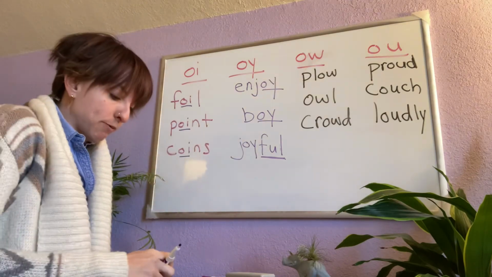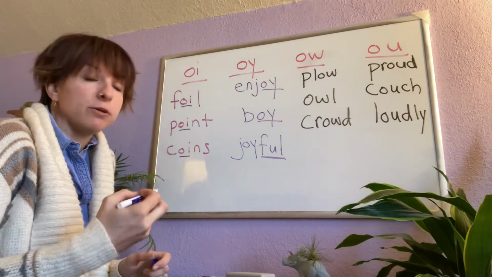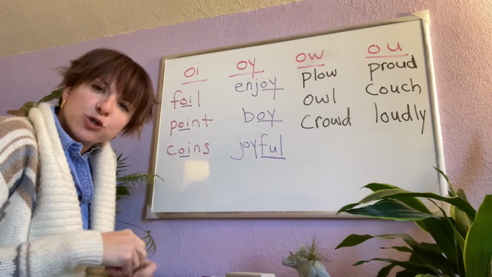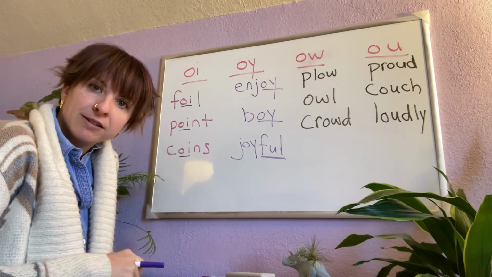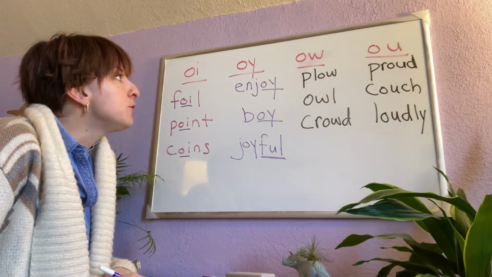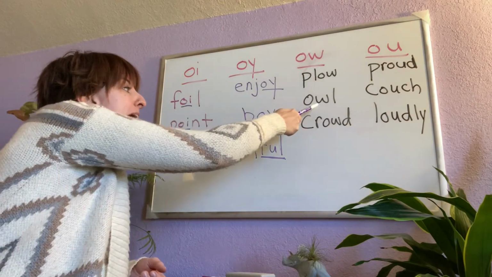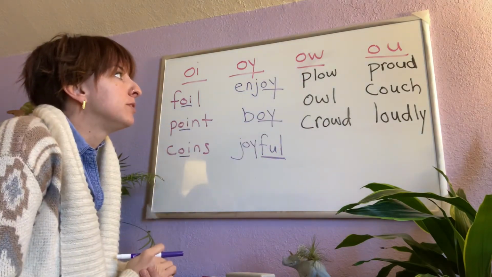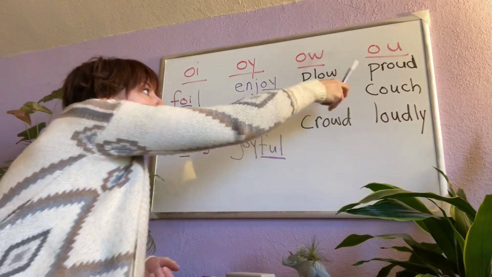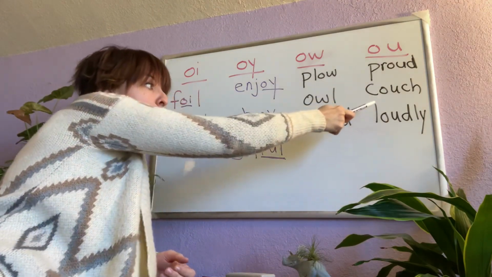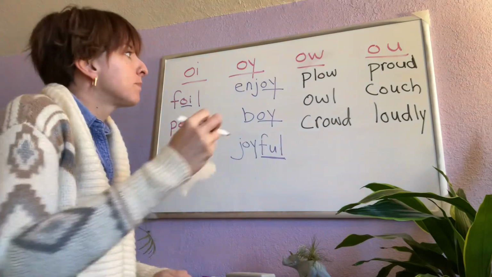Let's look at these two diphthongs, O-W and O-U. Do you know the sound that both of those make? If you said ow, you're correct. We have plow, owl, and crowd. We have proud, couch, and loudly.